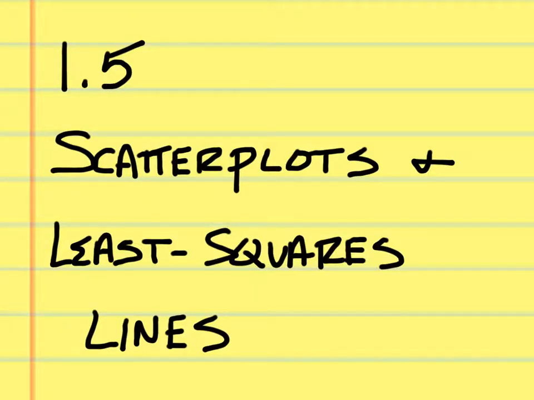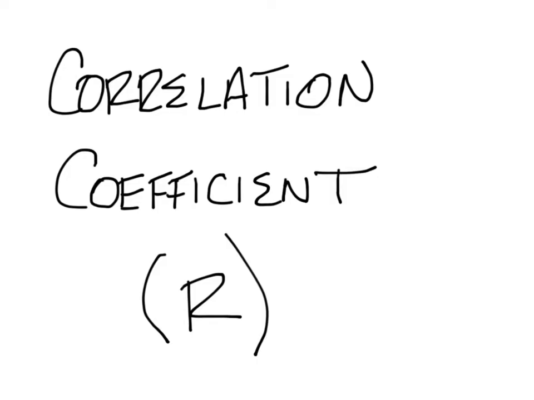Today it's going to be scatter plots and least squares lines. Correlation coefficient. You're going to be given a set of data and you're going to calculate the correlation coefficient, which is R. The R value will let you know how cohesive that set of data is. In other words, how closely tied are they? Is there some kind of relation? If there is, is it positive or is it negative? And you'll be able to do all these calculations with your calculator.